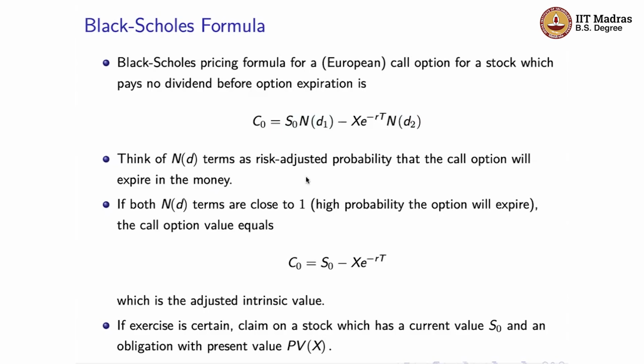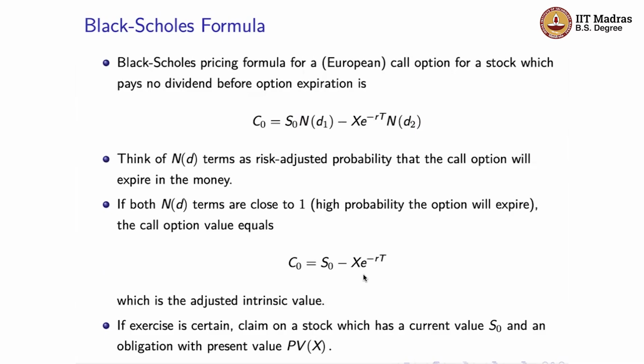That's the idea. So if you have got that both of these N(d) terms are close to 1, which means that you are basically certain that the call option will be exercised, right? Then the call option value itself is going to be, if you put these terms approximately equal to 1, you end up getting that C0 is going to be S0 minus X times e to the power minus RT, right? Now, this term should look familiar. This is nothing but S0 minus the present value of the strike price. And this is the adjusted intrinsic value that we had discussed before, right?